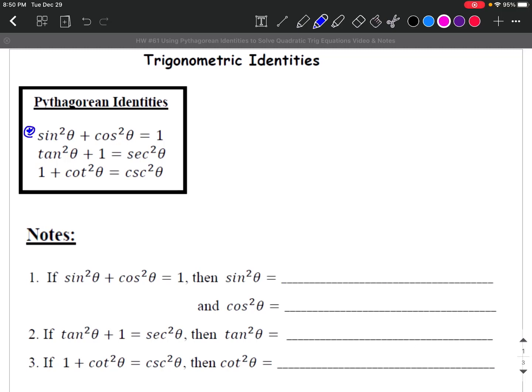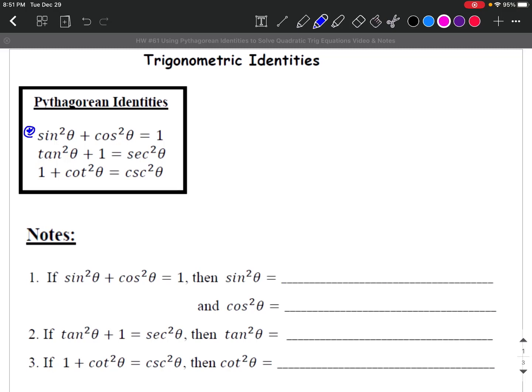If we divide everything in there by cosine squared theta, we get the second one, tan squared theta plus 1 equals secant squared theta. And if we divide everything in the original by sine squared theta, we get the third identity, 1 plus cotangent squared theta equals cosecant squared theta.